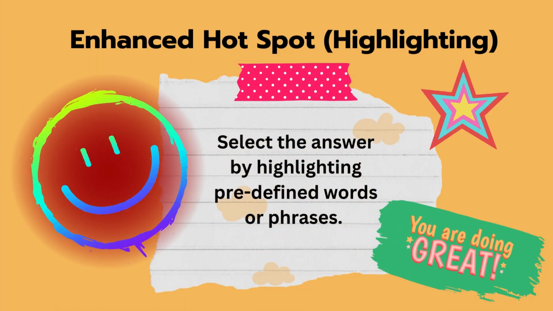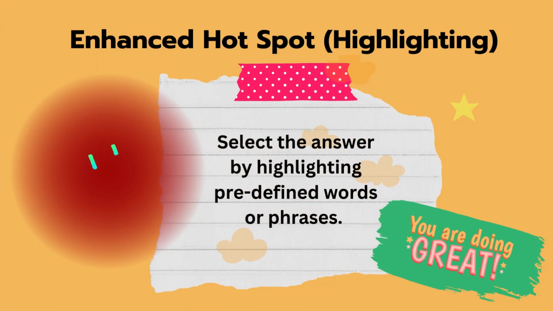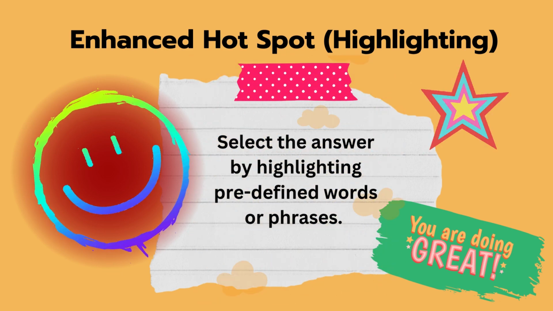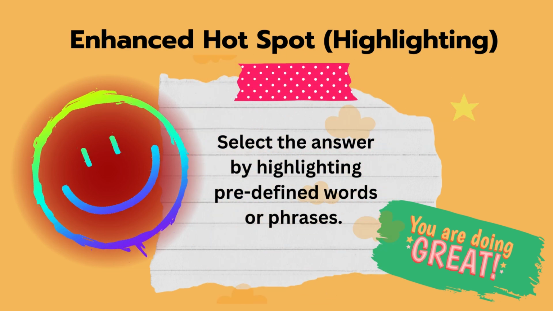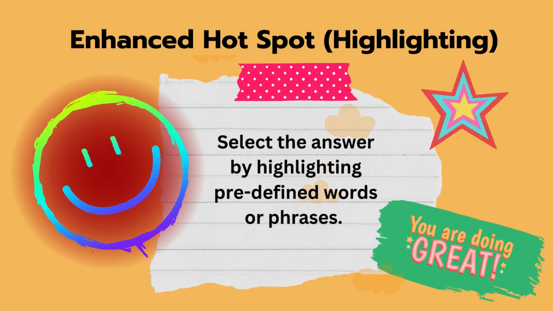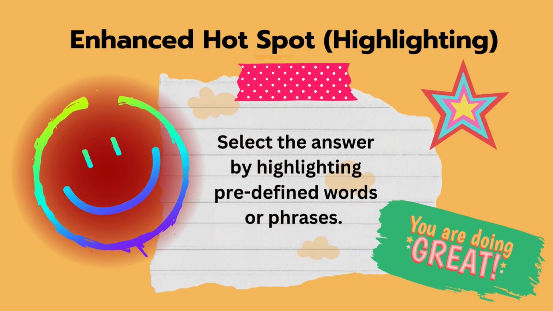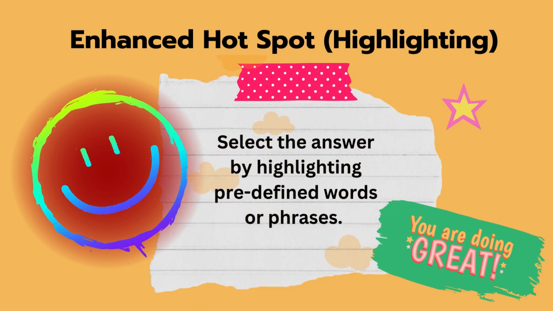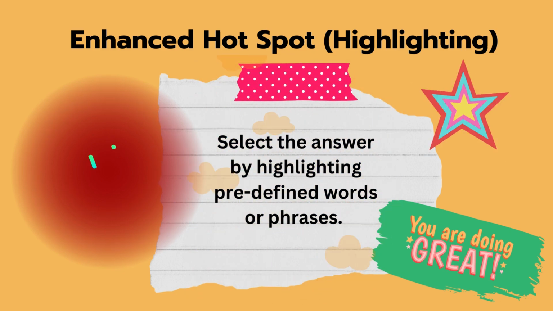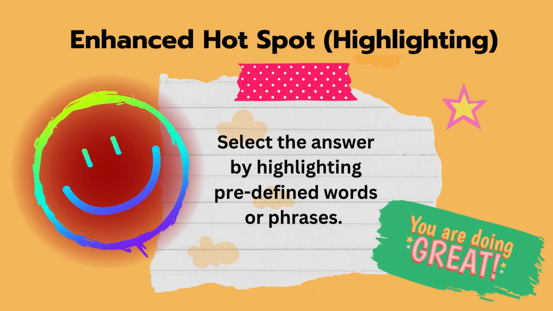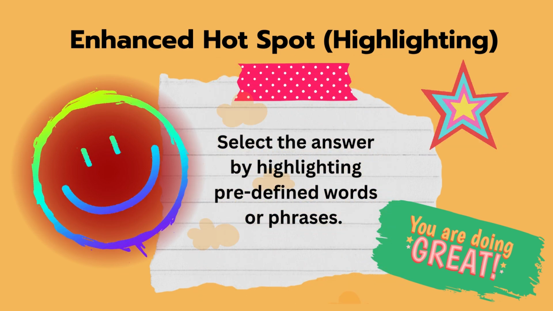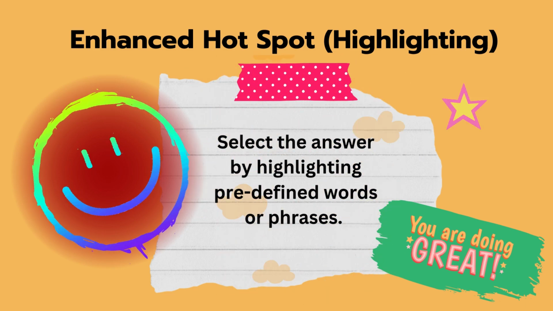So the enhanced hotspot lets you select an answer by highlighting predefined words or phrases. You can select and deselect highlighted parts by clicking on the words or phrases. These types of items allow an individual to read a portion of a client medical record, like the nurse's notes, medical history, lab values, etc., and then select the words or phrases that answer the item.